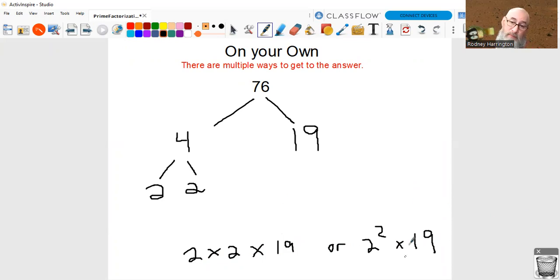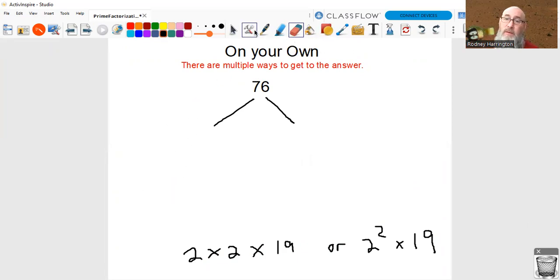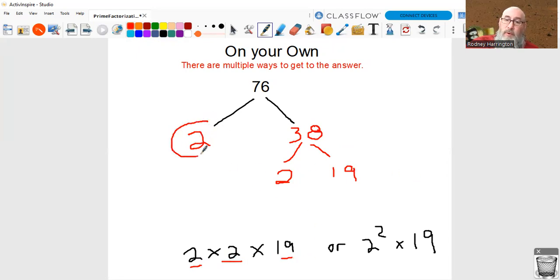So that's one method. Again, I said we could also use our even number is divisible by 2. So I'm going to go ahead and erase these. Again, if you needed to pause the video, you can. I'll do this one in red. So if we use 2, 2 times 38 gives us, and 38 is 2 times 19. And as you can see, we end up with 2 times 2 times 19. Again, the same answer. So those are our primes.